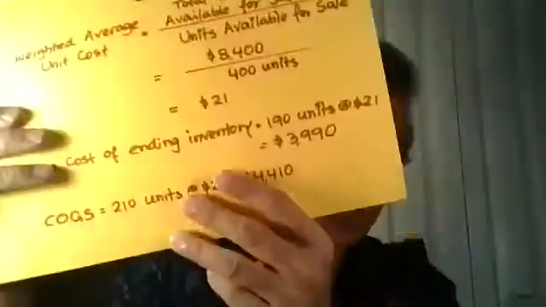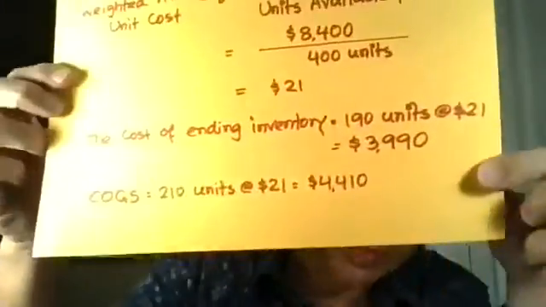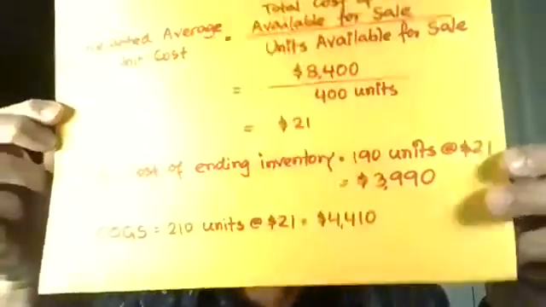No rounding necessary. So $21 is our average price under periodic. So now you have 190 units in hand. So just multiply 190 by 21. So that's the closing stock. You see, the cost of ending inventory is 190 units at $21. All right.